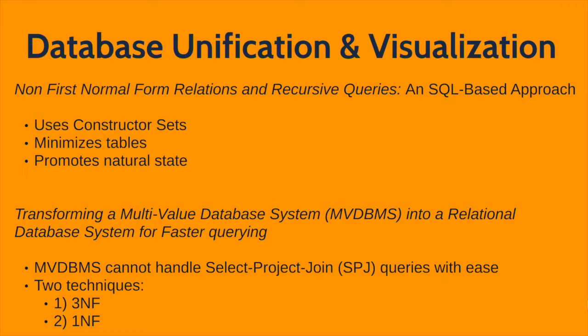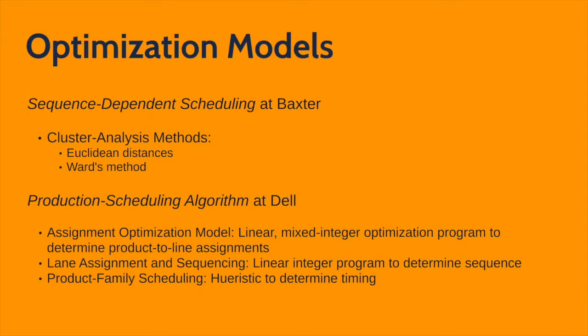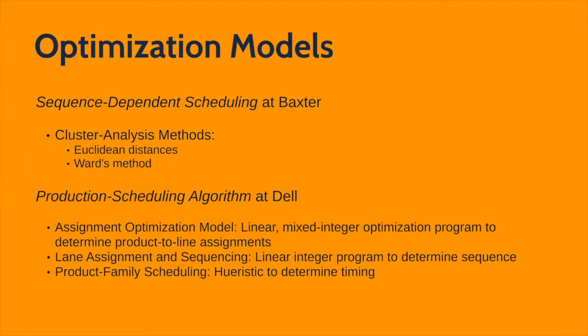Another option is to transform the data sources into a relational database system. By doing so, faster querying can take place. To make basic action queries more straightforward, third normal form and first normal form tables are a must. When researching different manufacturing optimization models, we found an example at Baxter that used a cluster analysis method to create a sequence-dependent schedule. Additionally, at Dell, they utilized linear optimization programs to create lane assignments, sequences, and schedules for production.